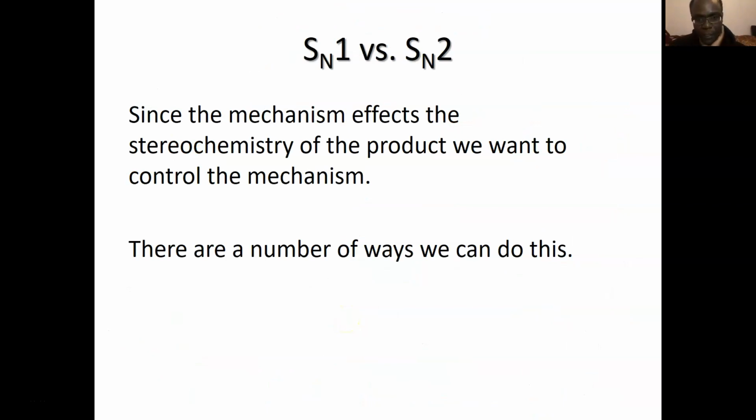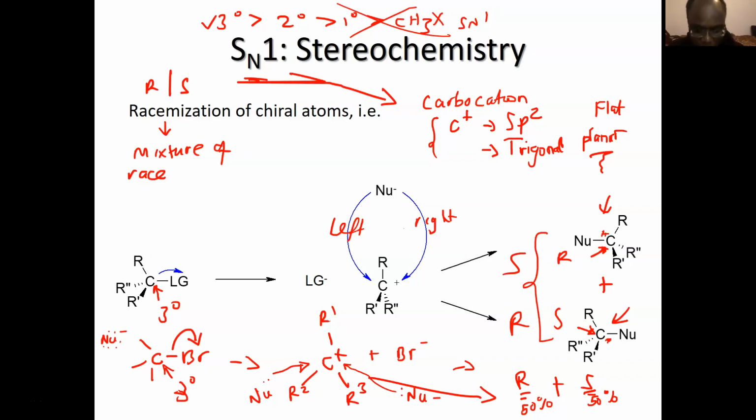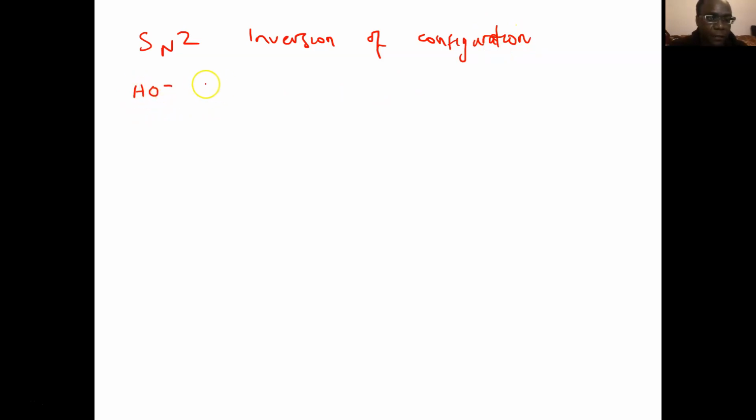So I need to give an example here. Let's see if I can create a table. Okay, so let's describe what we've said. So let's start with SN2. We said SN2 leads to inversion of configuration. So let's give an example of that case. So you're gonna need a nucleophile. So let's say we have OH minus, right? And then we are attacking a chiral carbon. Let's assume we have such a carbon.